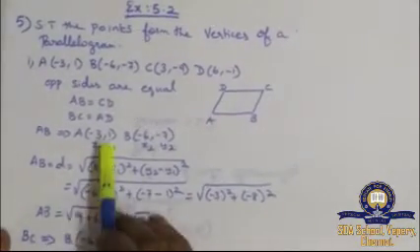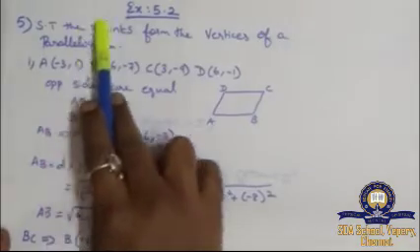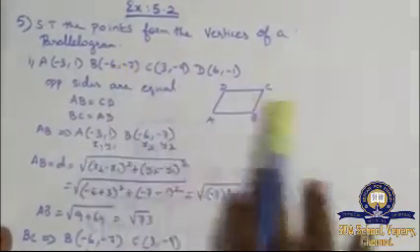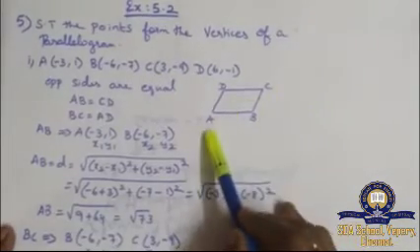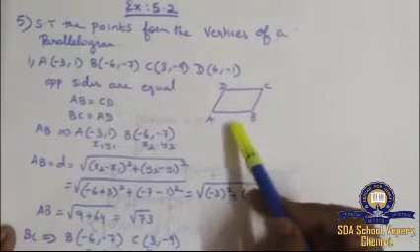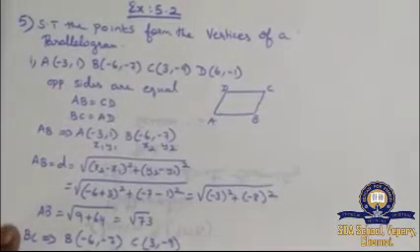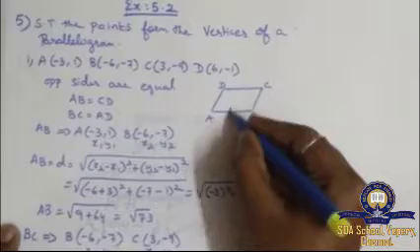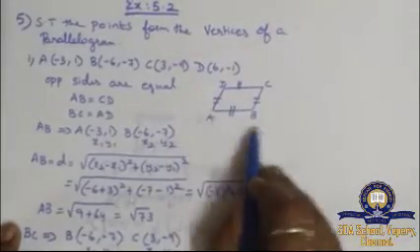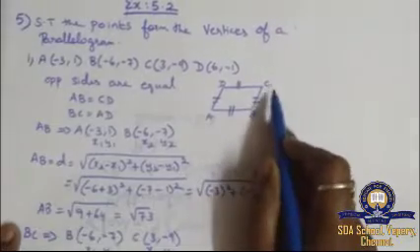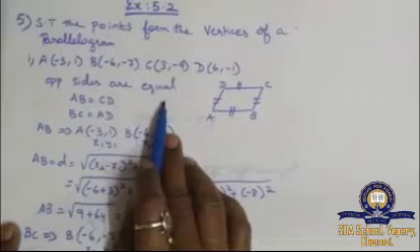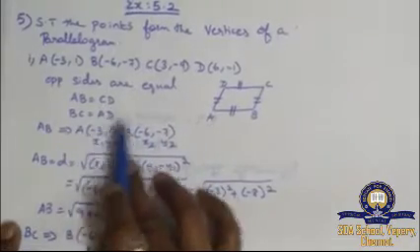5th question: show that the points taken in order form the vertices of a parallelogram. What do you mean by parallelogram? Parallelogram means I have drawn a shape like this. This is a parallelogram shape. In a parallelogram, opposite sides will be equal. AB is equal to CD. Same way, BC is equal to DA. The same thing I have written here. Opposite sides are equal: AB equals CD, BC equals AD.